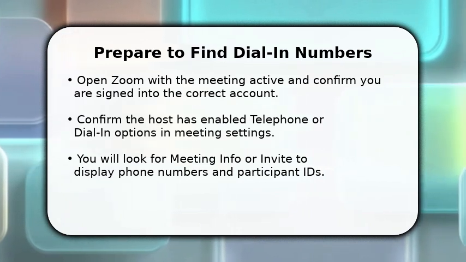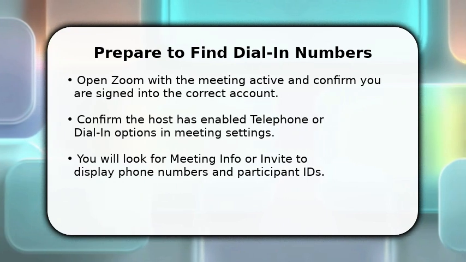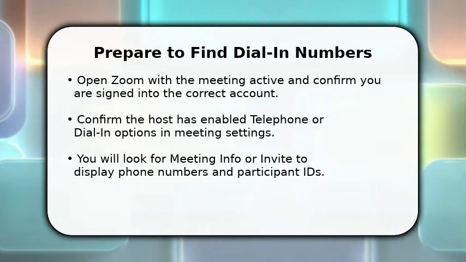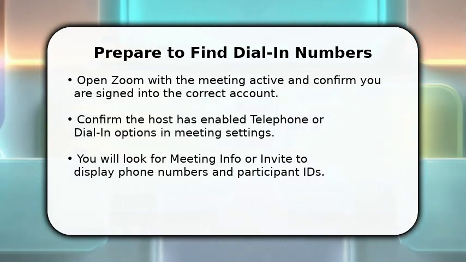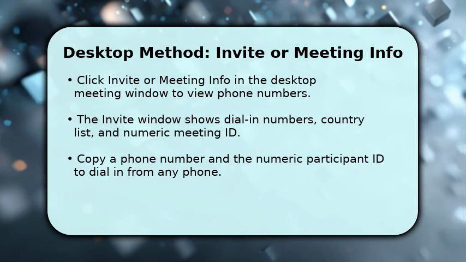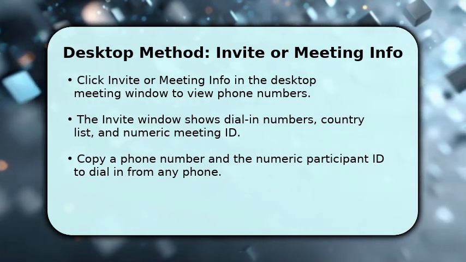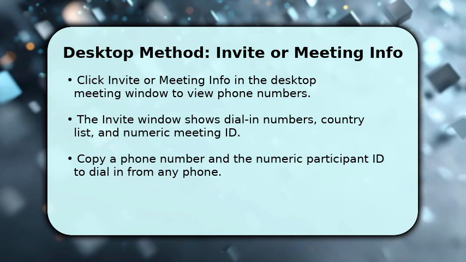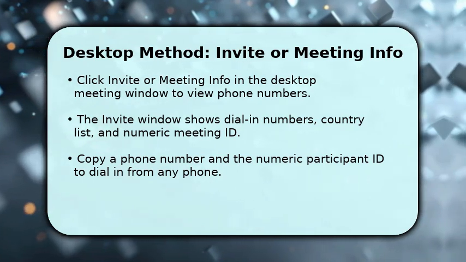Locate the participants list and the More menu inside the meeting window to continue. These preparation steps prevent confusion and save time during the search. On desktop, click the Invite button or the meeting info link in the meeting window. The Invite panel opens and displays dial-in numbers and a list of countries.